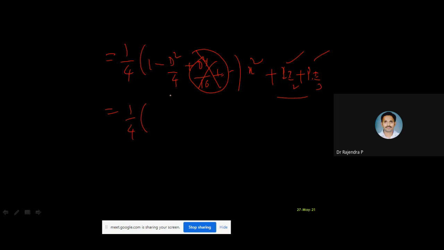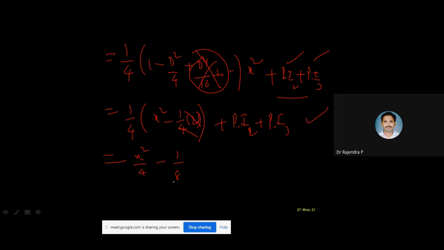This x square multiplying to inside. So that will be x square minus 1 by 4, 2 times the derivative of x square. First term is 2x. Second time is 2. Correct or not? Plus Pi2 plus Pi3. This will be there. Already we found that, you continue as it is. And just you take this to inside: x square by 4 minus 1 by 8. Correct? Yes, sir.